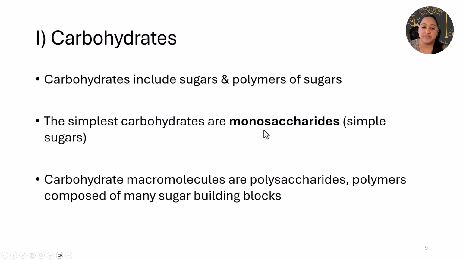If you look at the prefix, mono means 1. And saccharin, S-A-C-C-H-A-R, usually means sugar. There's even a vocab word, saccharine, that describes people or things that are overly sweet, just to show that it means sugar. So a monosaccharide is just one sugar, a simple sugar. If you build more than one, that's called a polysaccharide. Poly means many, so many sugars. So the big carbohydrate macromolecules are polysaccharides, polymers made of many sugar building blocks.